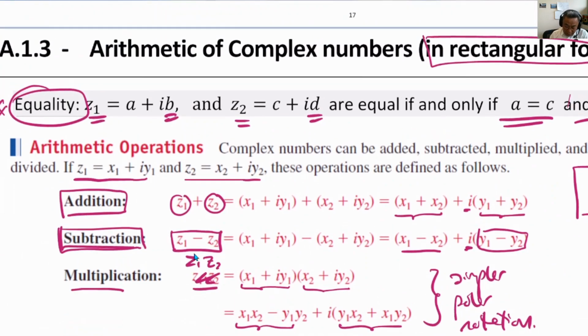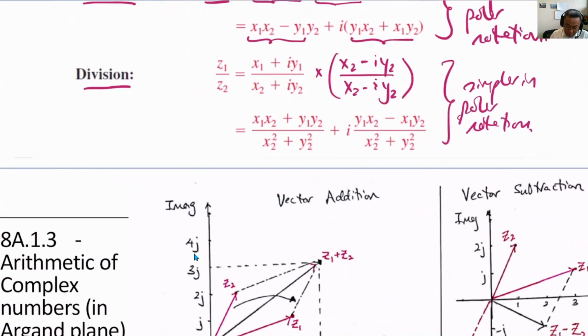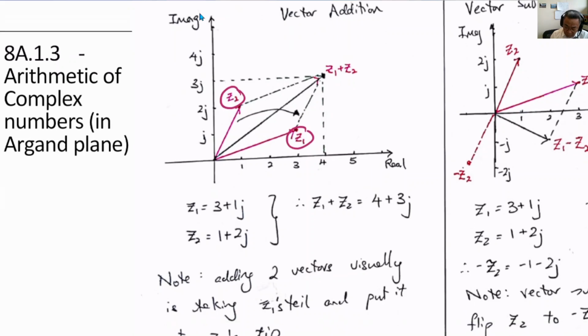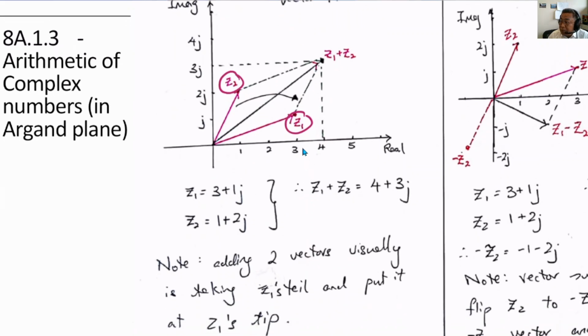I'll now show you what addition and subtraction means in the complex plane. This is vector addition, and this is the complex plane. This is the real axis and the imaginary axis, and we have z1 plus z2. So z1 is 3 plus 1j, so it's 3 along the real, 1 along the imaginary positive. z2 is 1 plus 2j, 1 along the real, 2 along the imaginary. When we add together, of course you can say that 3 plus 1 is 4, and 1j plus 2j is 3j, which is this number.